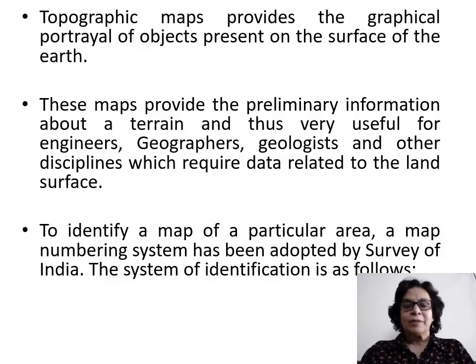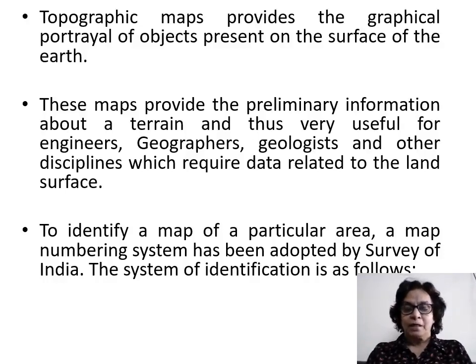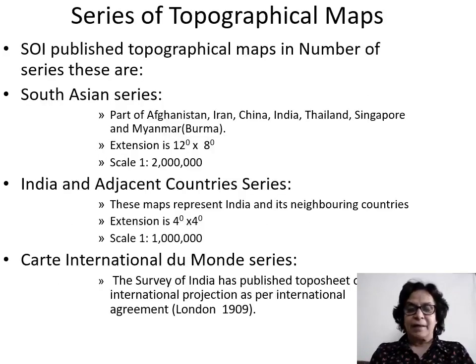So a topographical map, as you all know, provides a graphical portrayal of objects present on the Earth's surface, and it gives basic or preliminary information regarding terrain. It is very useful for engineers, geographers, geologists, and for any discipline which requires data related to the land surface. To identify a map of a particular area, a system has been adopted, and this is done by the Survey of India in a very systematic manner.